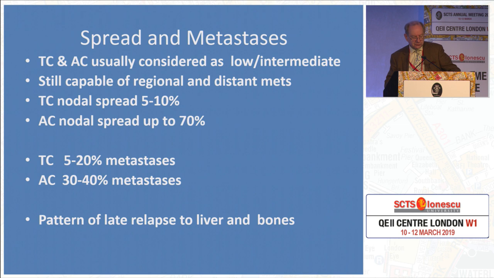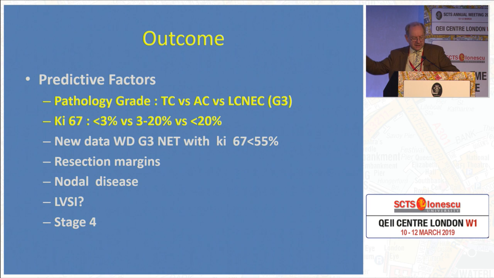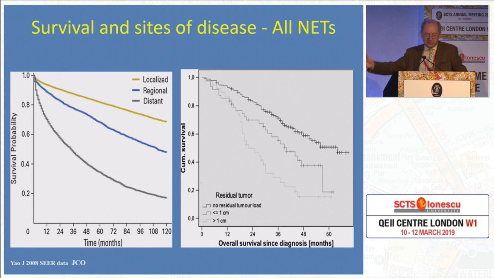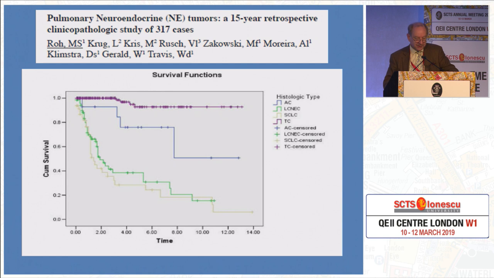So, again, it's a bit iterative that we know that factors like the Ki-67, there are other predictive factors that were sort of well-established histologically. From the literature, we can see that, I mean, this is just all neuroendocrine tumours. If it's localised at the top, it does better than if it's got regional disease or distant disease. I mean, that sort of applies to all neuroendocrine tumours.